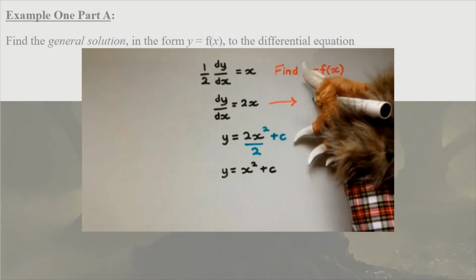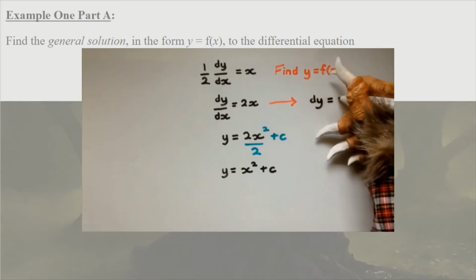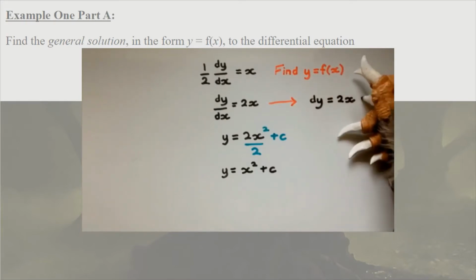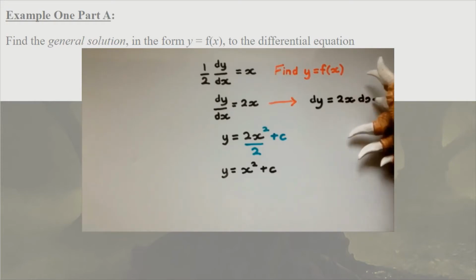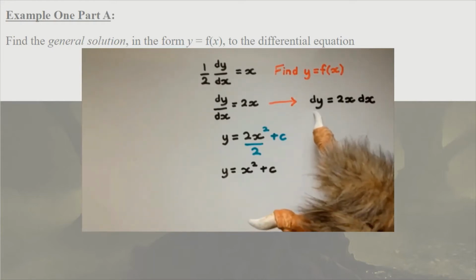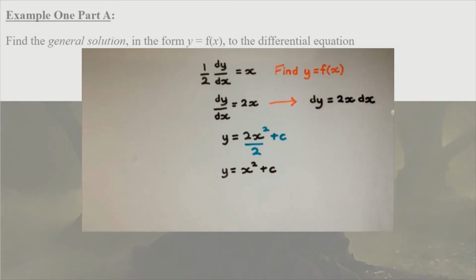So I'm going to have dy is equal to 2x dx. There we go. So this is a small change in y, this is a small change in x. That's what it represents. What will happen then if I integrate both sides?